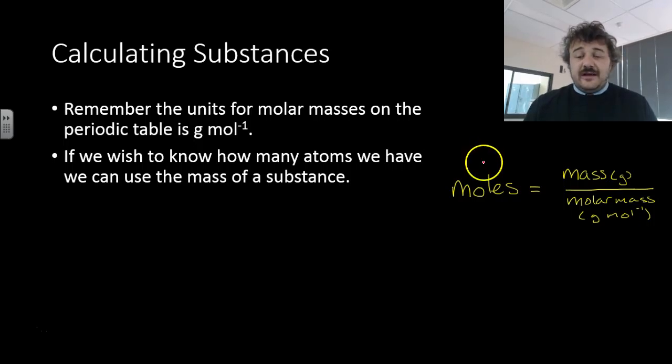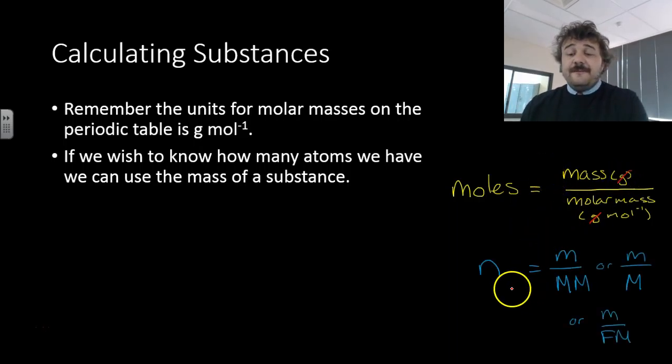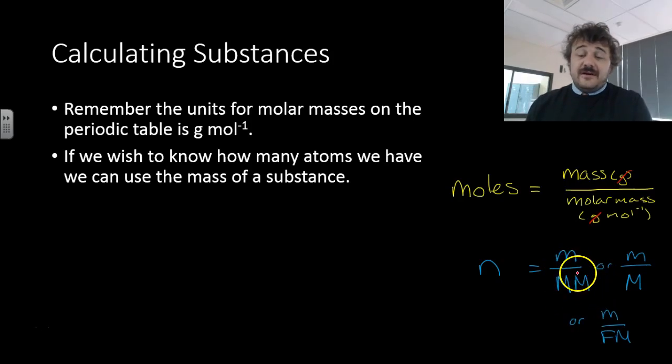We can use this formula here. Moles equals the mass divided by molar mass. And what happens is when you divide those out, the units cancel out. It just gives you how many moles you have. So the way you actually write this is you write n, that's the symbol for moles, equals mass divided by molar mass.